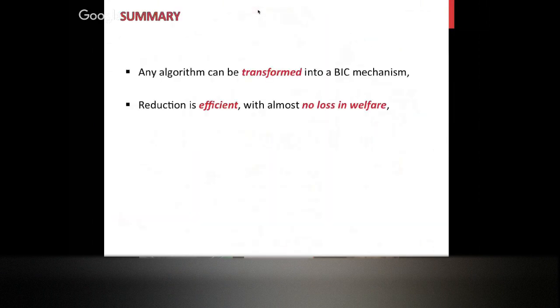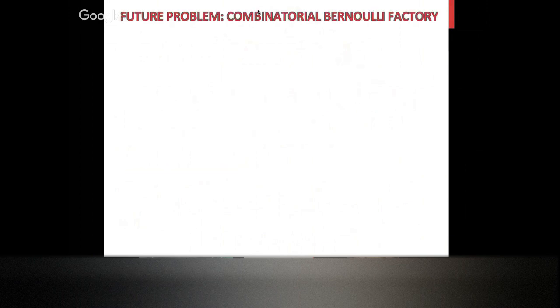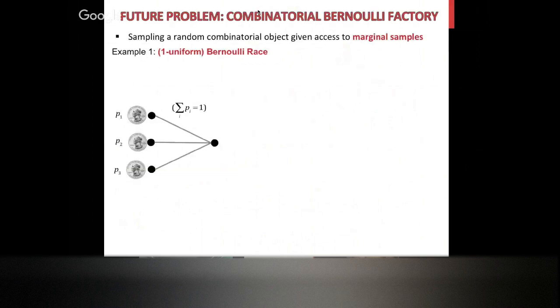Okay, so the summary is I showed you how to do the reduction. I don't have time to go through that. But there is a future problem I want to explain if I have time. These are some cool open problems, very quickly. They are basically a generalization of the Bernoulli race problem. If you don't like mechanism design, this is the perfect slide for you.